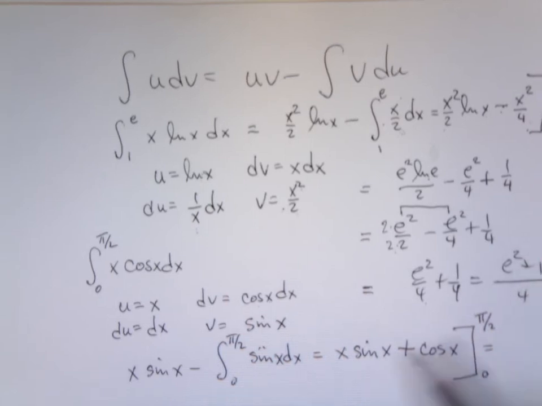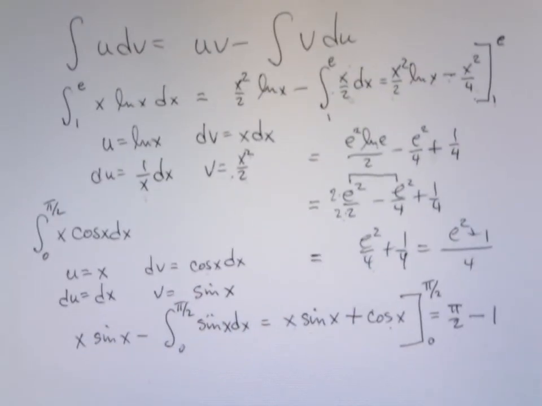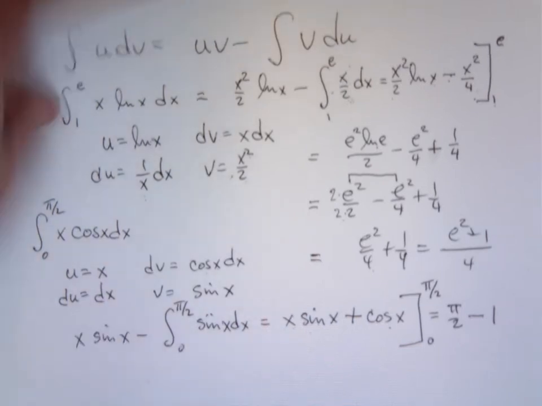Pi over 2, you get pi over 2. Sine of pi over 2 is 1, so you get pi over 2. The cosine of pi over 2 is 0. Then you substitute in 0, you'll get a 0 here, and it's minus cosine of 0, which is 1. So you get pi over 2 minus 1. What's that? Yep, there. Okay. Okay? How's that look? Looks easier when you do it.